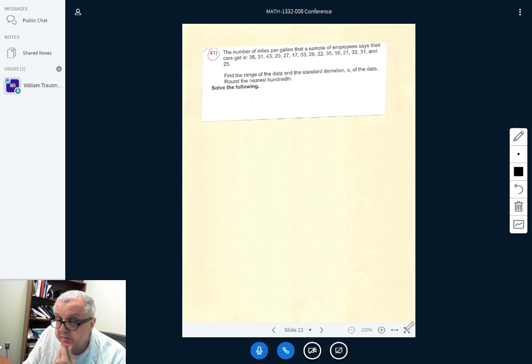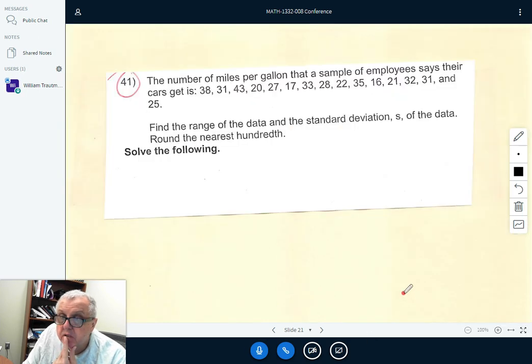All right. Number of miles per gallon is this. Find the range of the data and the standard deviation.